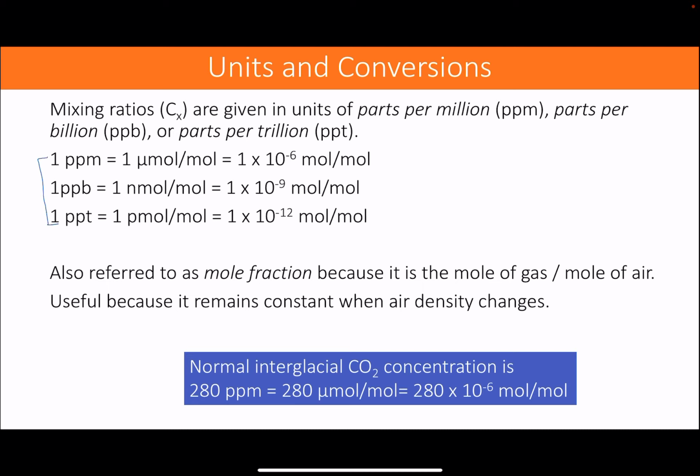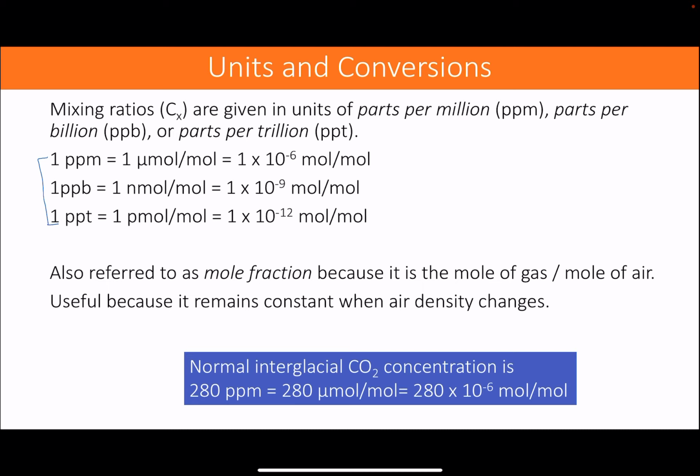where 1 ppm, or part per million, is 1 micromole per mole, or 1 times 10 to the minus 6 mole per mole. And this mixing ratio is also referred to as mole fraction because, like I said, it's really easy to convert these into percentages because it's the mole of gas per mole of air. The reason we talk about gas concentrations like this is that the gas concentration remains constant when density changes. And when we talk about the atmosphere in a couple of weeks, you'll see that the density of the atmosphere changes quite rapidly in the vertical direction. And so it's nice to have a unit that doesn't change.